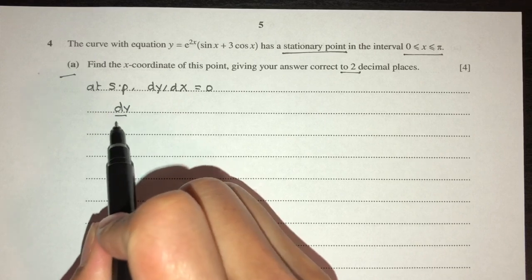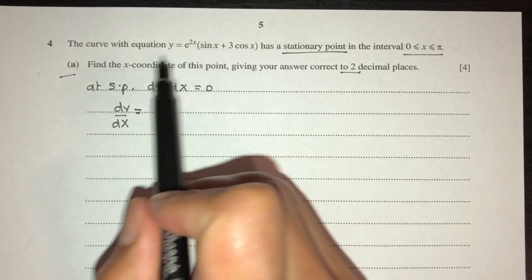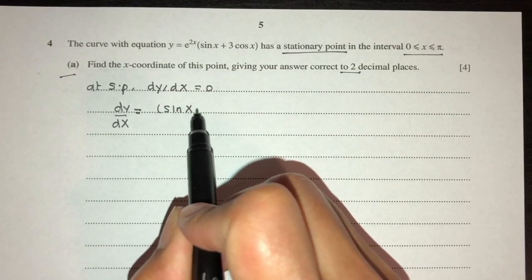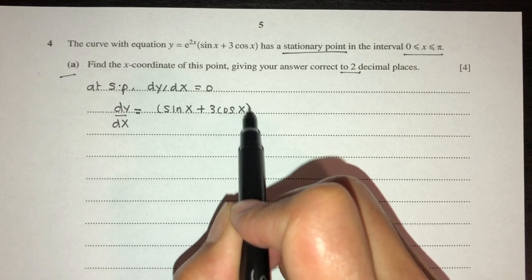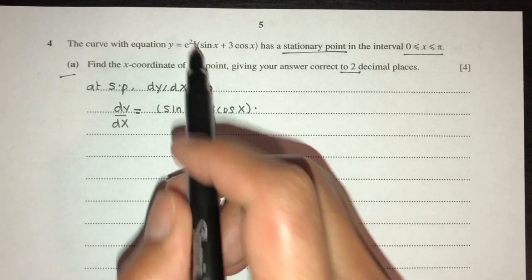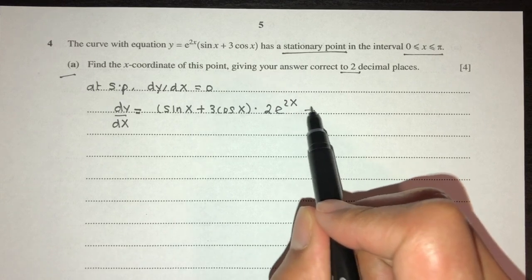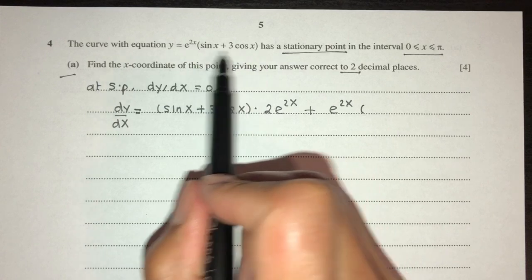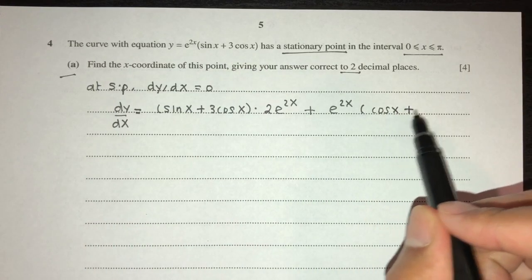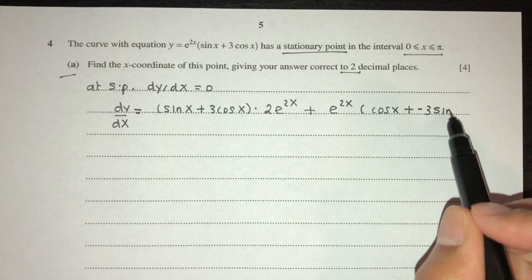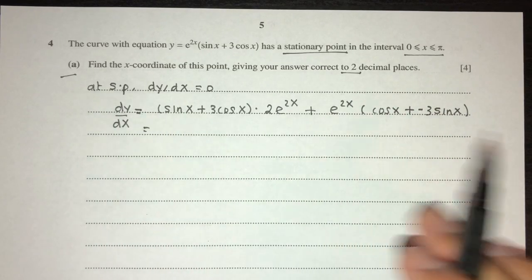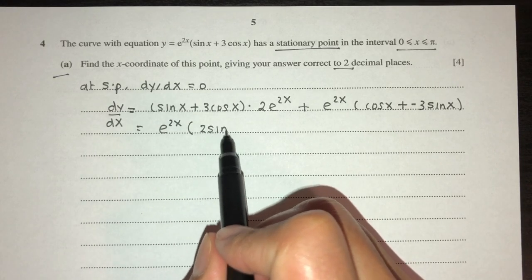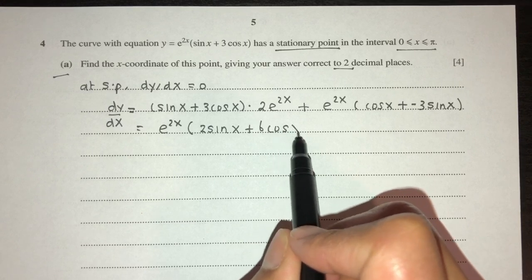So dy by dx is equal to what? So this one is a product. We have to use the product rule. So let's write the second term as it is. So we have this. Then multiply by the differentiation of this one. It should be 2e2x. Plus, then we have to write this one as it is. Then multiply by the differentiation of this term. That will be cos x plus minus 3 sin x. So that should give you, if you were to simplify e to x outside, you will have 2 sin x plus 6 cos x.